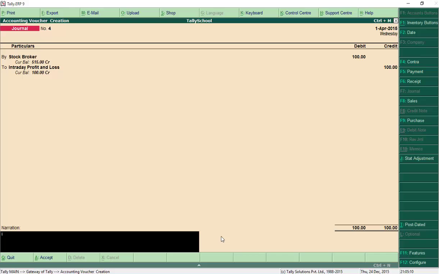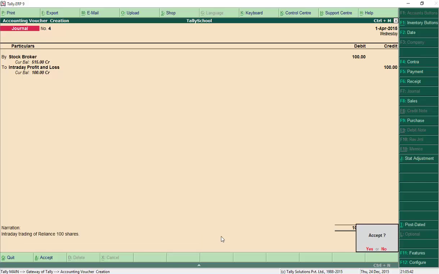So you have to write here intraday trading of Reliance 100 shares. So in future, whenever you see this entry and see the narration, you'll see what intraday trading has been done for this entry. It clearly says intraday trading of Reliance 100 shares, and press enter and save it.